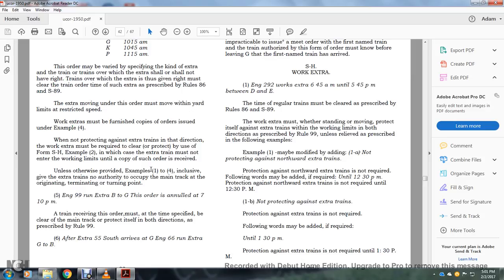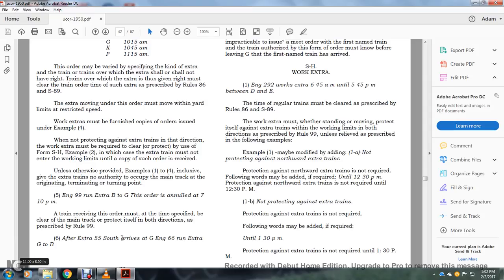Unless otherwise provided, for example, 1 and 2, 4 inclusive give the extra train no authority to occupy the main track of the originating terminal or the turning point. 5. Engine 99 runs extra B to G. This order is annulled 7:10 p.m. The train receiving this order must, at the time specified, be clear of the main track, protect itself in both directions, as prescribed by Rule 99.